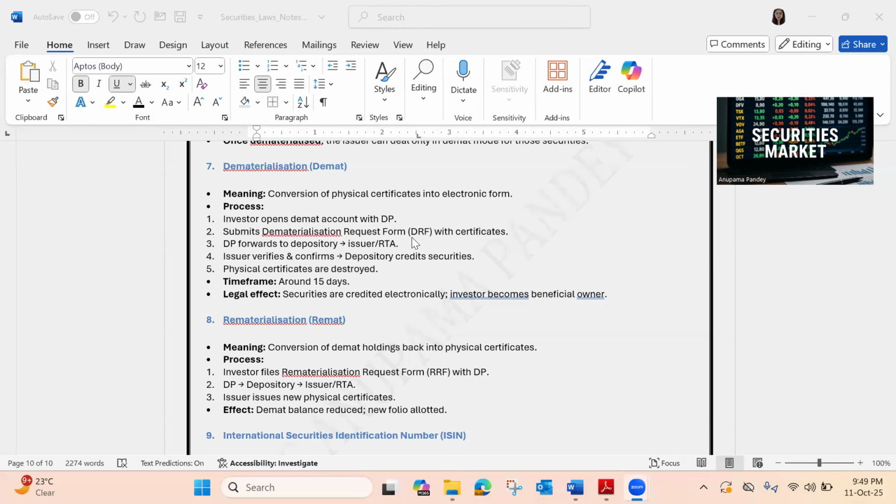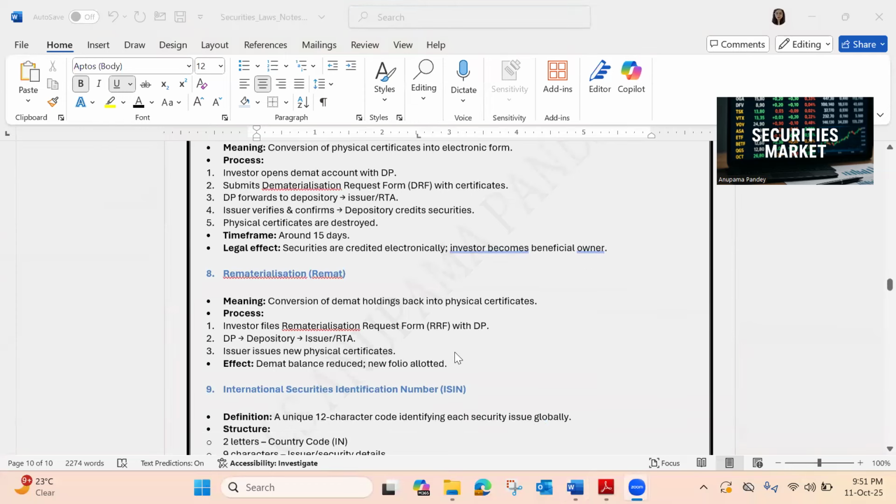So the dematerialization request form, DRF, is submitted to the depository participant. He further submits it to the issuer and RTA for confirmation. The issuer verifies and confirms the same to the depository. Physical certificates are destroyed. The time frame is around 15 days of application. Legal effect क्या होता है इसका? Securities are credited electronically and investors become the beneficial owners of the company.